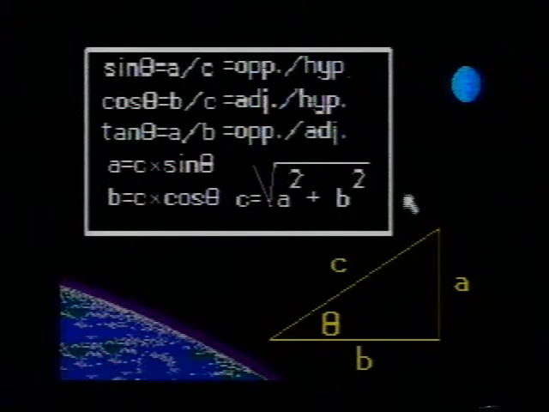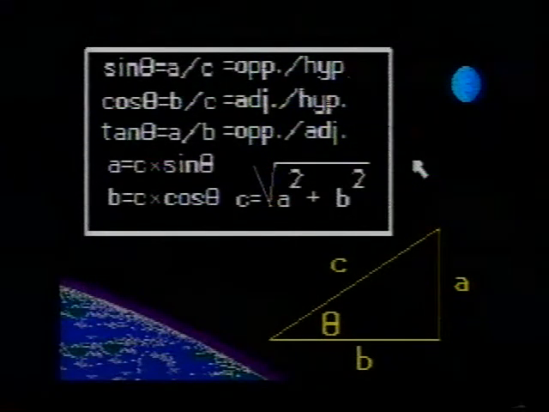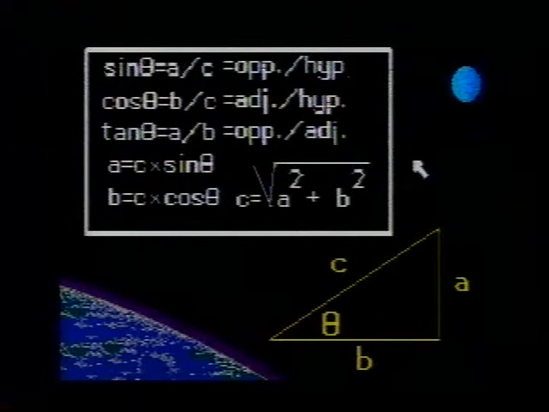We will frequently use these equations when working our vector problems, and it would be a good idea to write these on a 3x5 card to use them when solving the problems. Let's look now at some vectors.